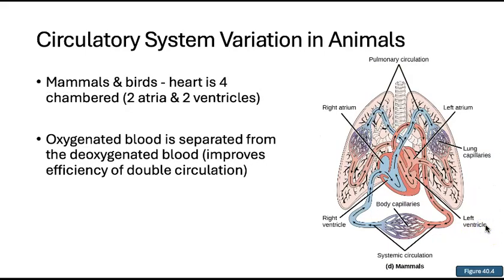And now let's take a closer look at the heart of mammals and birds. We see there's 4 chambers, 2 atria and 2 ventricles, and we are able to keep oxygenated blood on the left side of the heart separated from the deoxygenated blood on the right side of the heart, which makes it really efficient to have this double circulation.